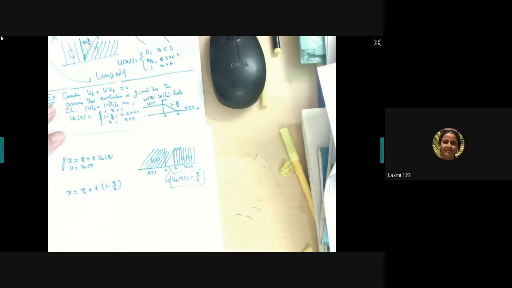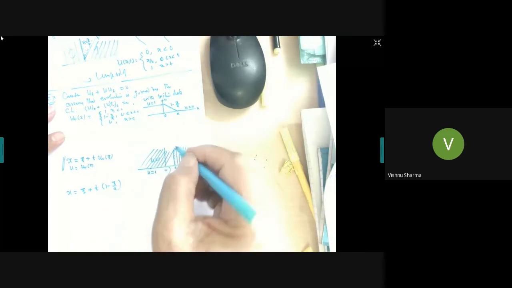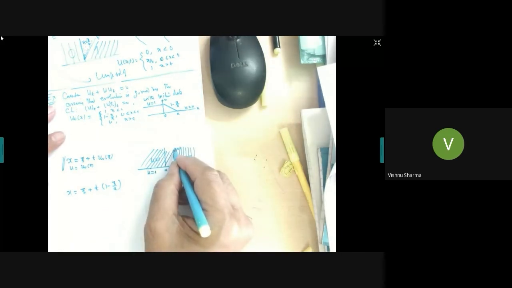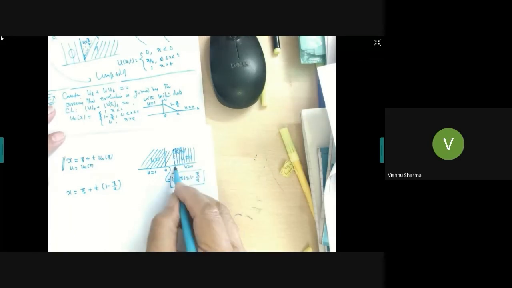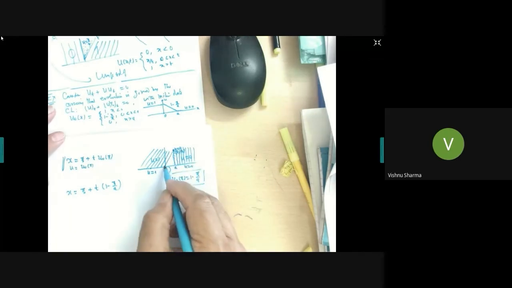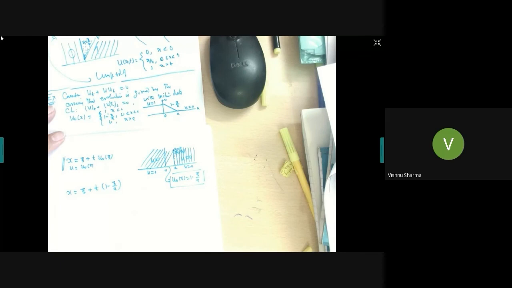You can see here this point. What are the coordinates of this point, where these two characteristics intersect? This point is x is equal to a, t is equal to a. So x is equal to a, t is equal to a. Am I right?